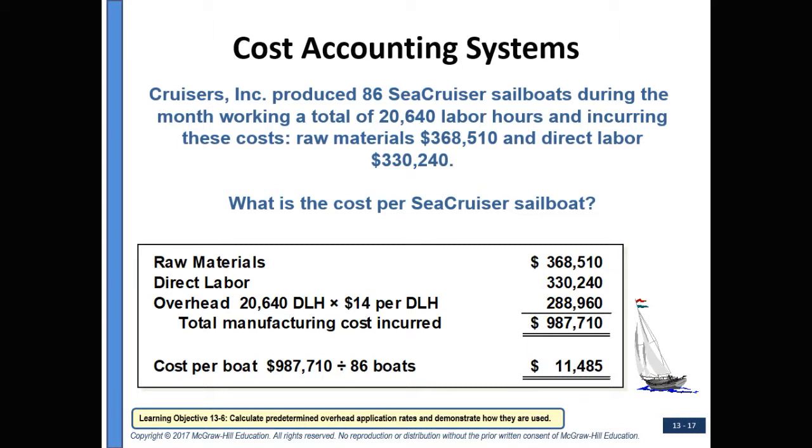We have raw materials, we add the direct labor, and then we take the 20,640 direct labor hours, we multiply that by the predetermined overhead rate of $14 per direct labor hour to give us $288,960 of overhead attributable to the 86 sea cruiser sailboats, resulting in total manufacturing costs that were incurred of $987,710 and a cost per boat of $11,485.